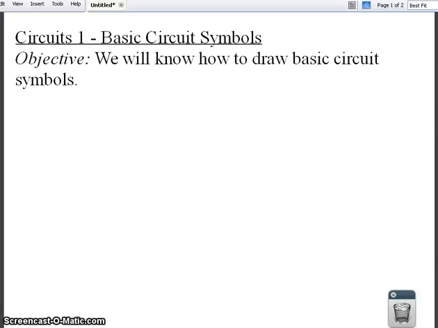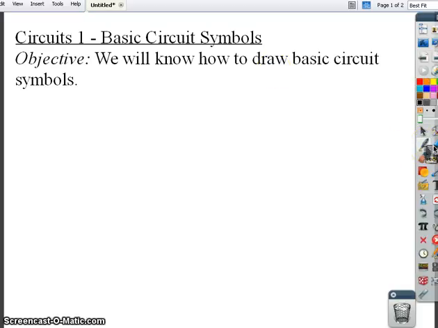Good morning, class, and welcome to this lesson on Circuits 1, Basic Circuit Symbols. Today, we will know how to draw basic circuit symbols, okay? So first off, let's define what a circuit is, since this is our first lesson on circuits.